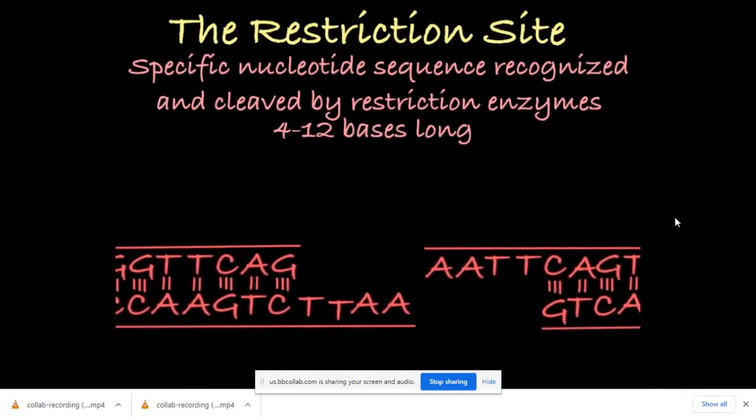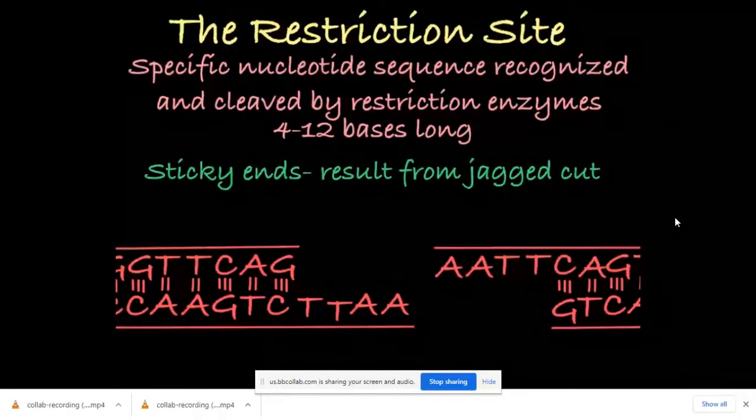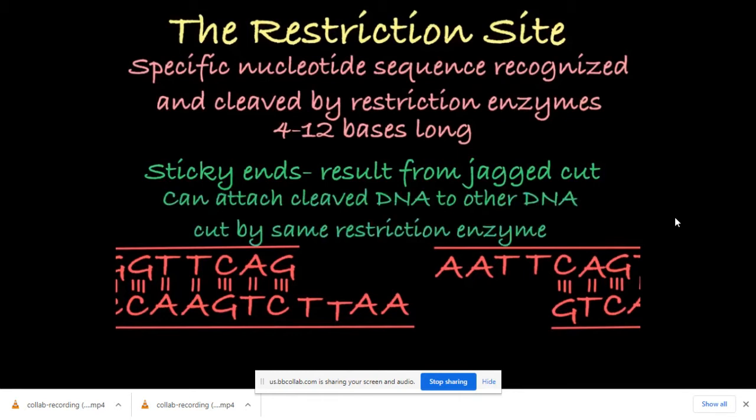You'll notice that this cut does not go straight through the two strands. Instead, it creates what is called sticky ends, where these 4 bases are left without their complementary partner. Having sticky ends makes it easy to attach other DNA molecules that have been cut by the same restriction enzyme together.